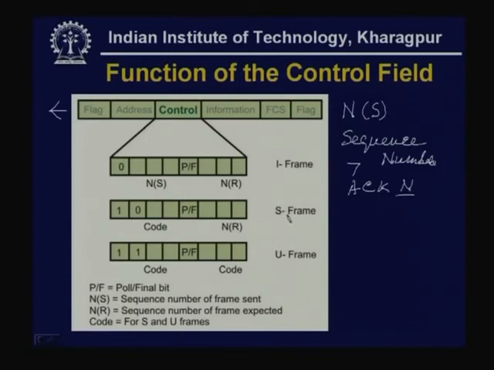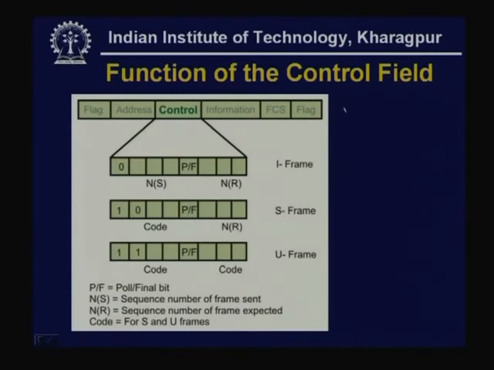However, when there is no data to be sent by the secondary, then it can send an S frame. In the S frame, as you can see, there is a code, decided by 1 0. In that S frame there is no data, so there is no data field in the S frame. However, it has a 2-bit code, and then this bit flag stands for poll and final.